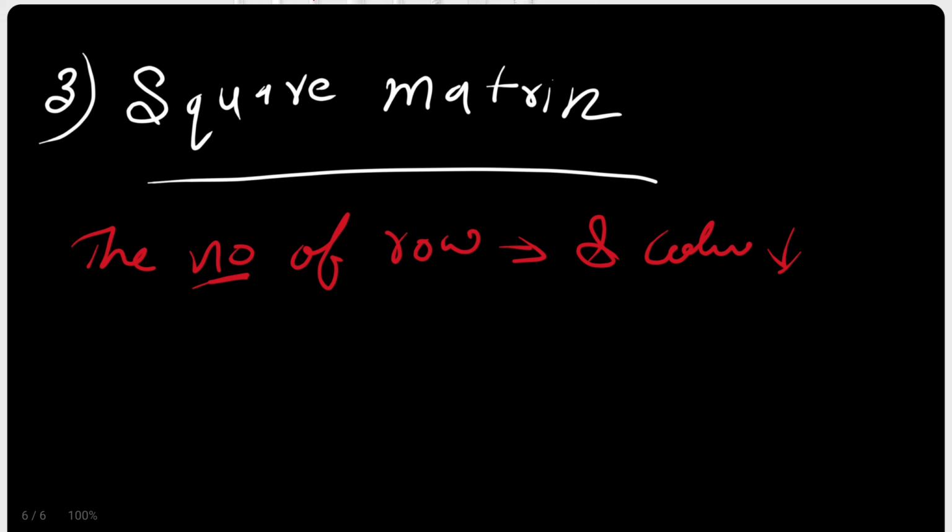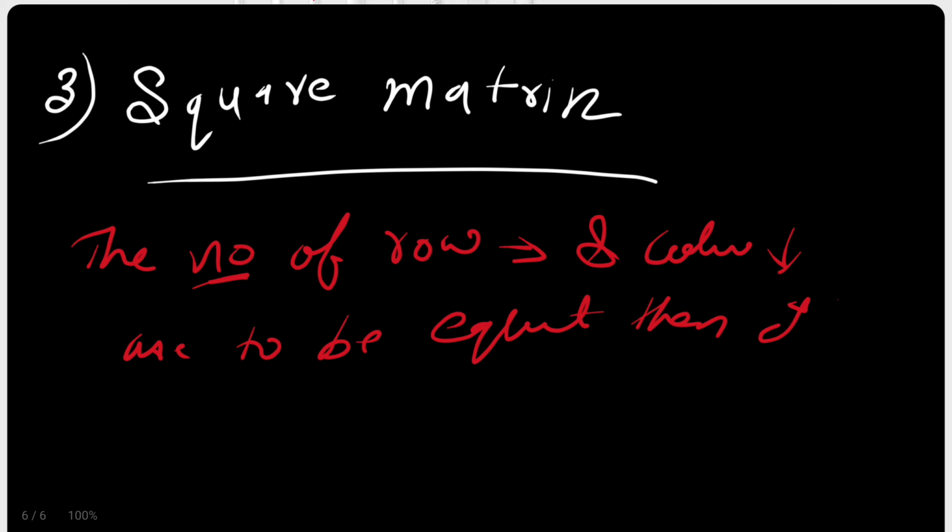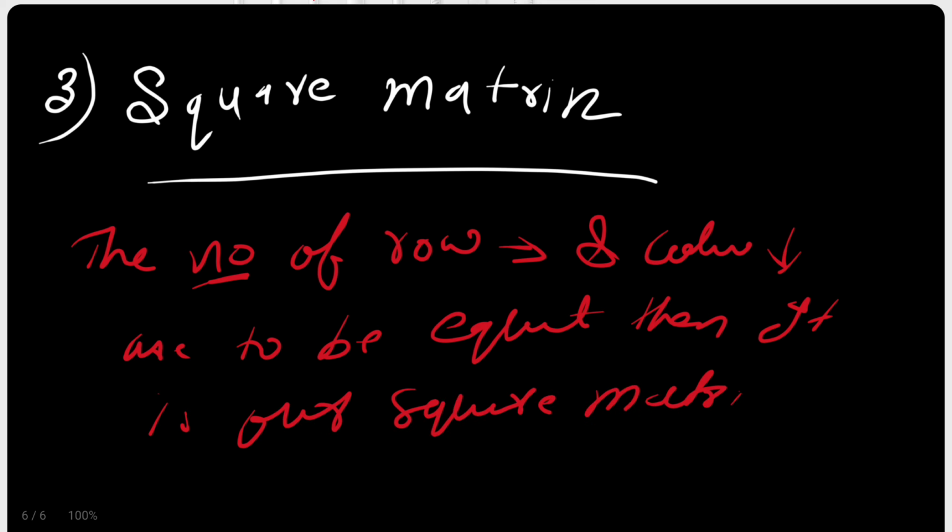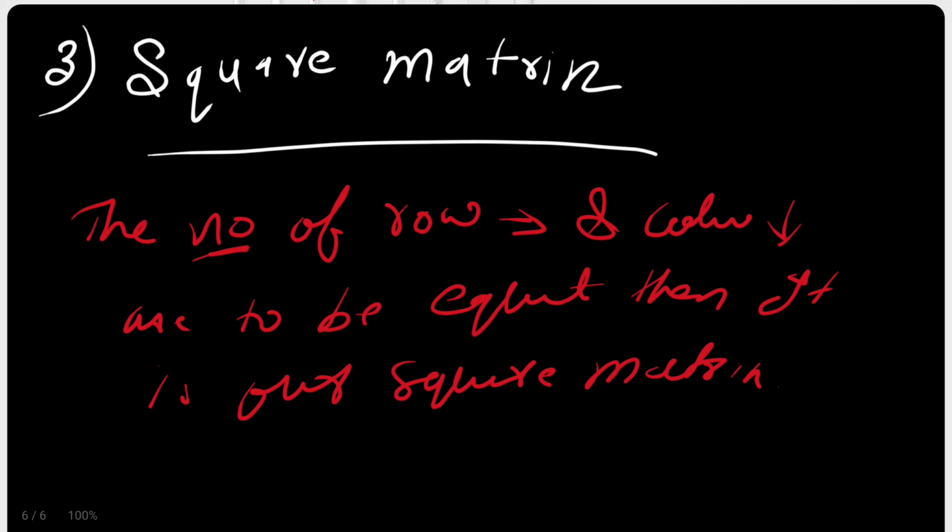We have to remember the symbols. The number of rows and columns are to be equal, then it is our square matrix. Okay, right? Is it clear for you?